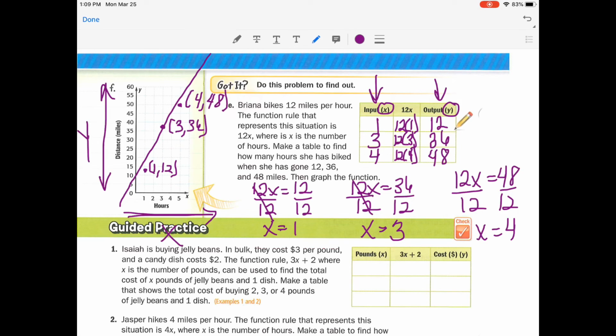Okay. All right. I'm going to stop here. If you get it, you can go ahead and move on to your homework. If you don't, we're going to look over at the independent practice.